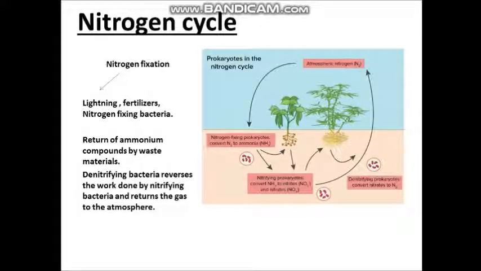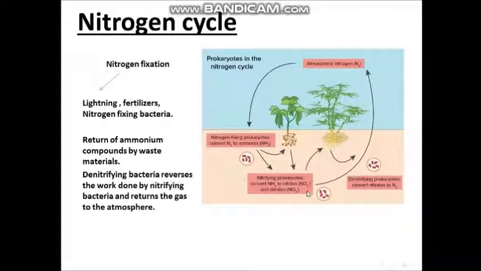Nitrogen is present 74% in the air in the form of nitrogen gas. But nitrogen gas is not in the form that animals and plants can use. So nitrogen should be converted into ammonia. This is nitrogen, N2 gas. It should be converted into ammonia, or it should be converted into nitrates.